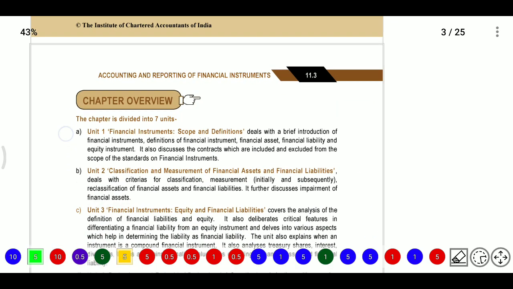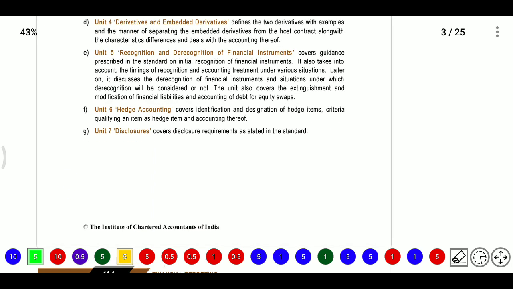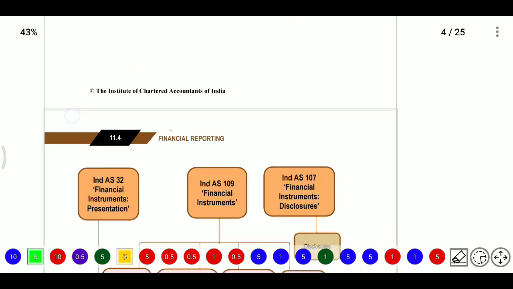Totally, this chapter will be divided into 7 units. We will cover different units in different videos for different chapters. It is better for understanding: first chapter, what is there, second chapter, what is there; in unit 6 we have hedge accounting, and in unit 7 we have disclosure.